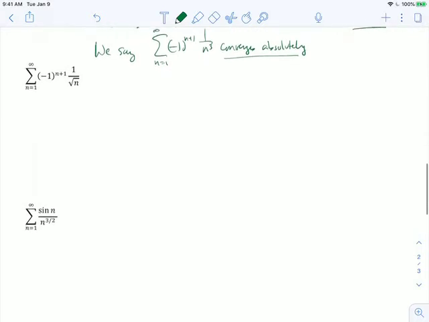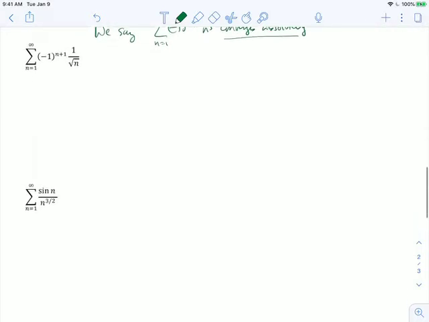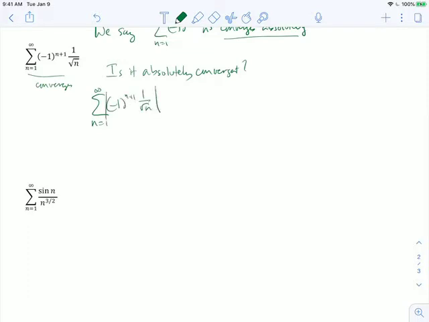Our next example was another alternating series. We've already shown this converges. And so, is it absolutely convergent? Well, again, we'll look at the absolute value of all these terms. And by our work earlier, we want to recognize that this is going to be the summation n equals 1 to infinity of 1 over the square root of n.